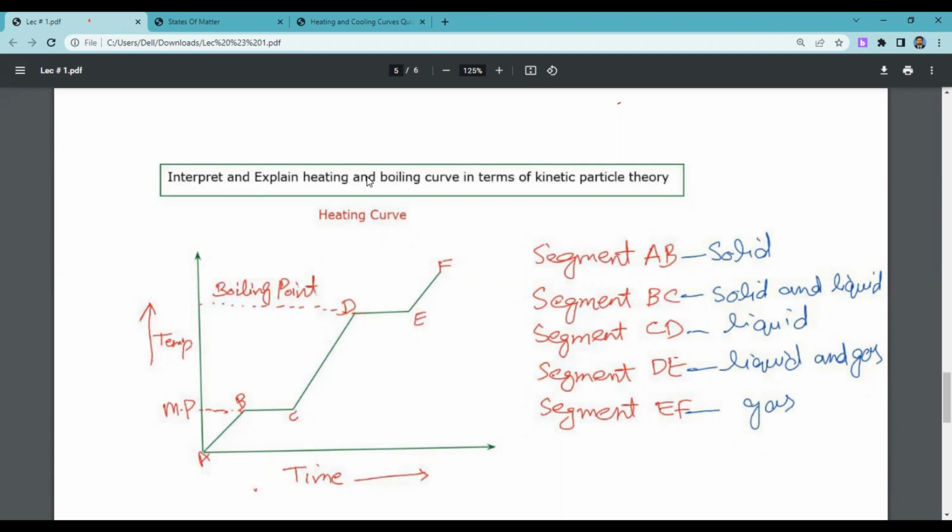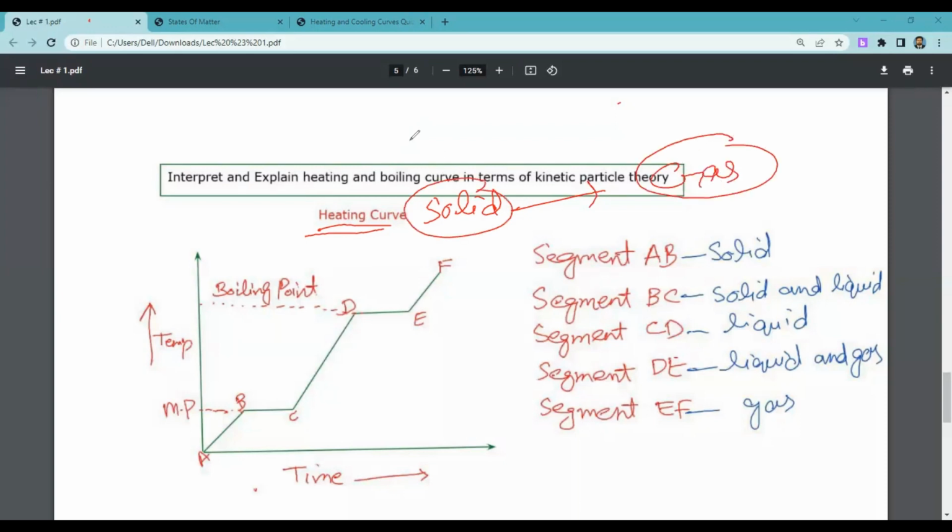This is a newly included topic in the O-level syllabus, so you don't have any past question papers, but we will practice this also. What is meant by heating curve? A heating curve shows how a substance is converted from a solid into a liquid and into a gas.